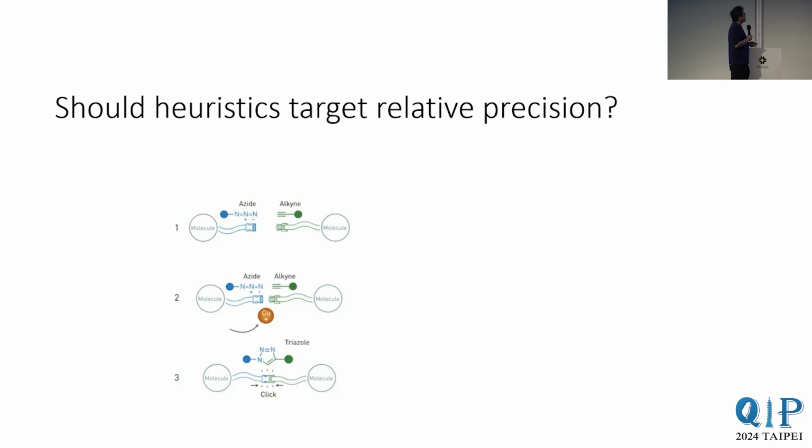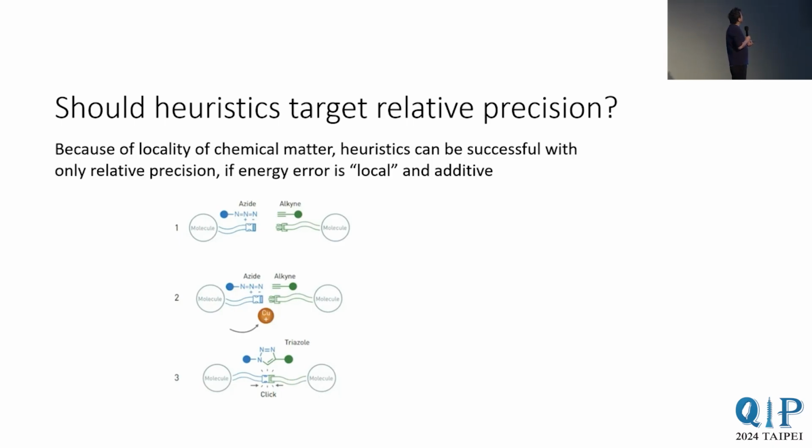So should we think about targeting just a relative precision? And is that what heuristics should do? Actually, most classical heuristics do target only the relative precision. And they can successfully do so because the energy error that they induce is, in fact, very local.